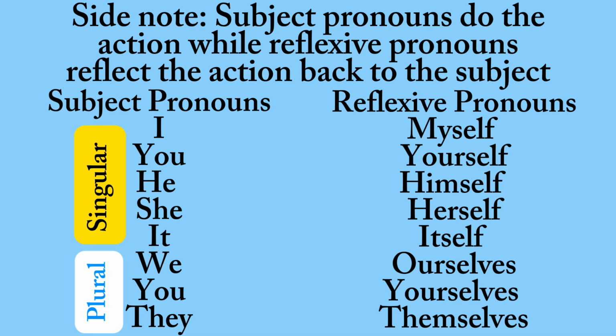Next, let's take we and ourselves, for example. Let's say we drove ourselves to the mall. Notice how our subject pronoun is we and our reflexive pronoun is ourselves. We can't have we without ourselves. Now let's take you and yourselves, for example. Let's make our sentence, you guys embarrass yourselves at the event. Notice how the subject pronoun was you and the reflexive pronoun was yourselves. We can't have you without yourselves.